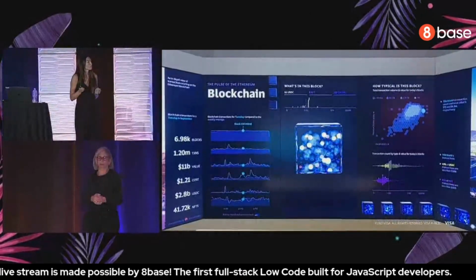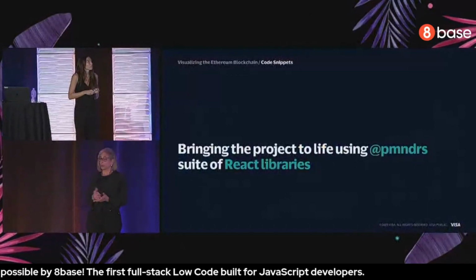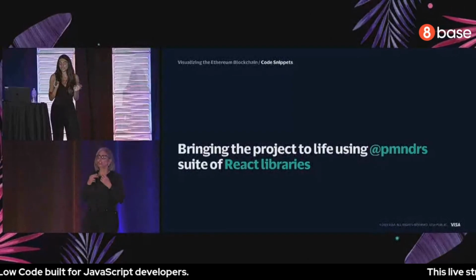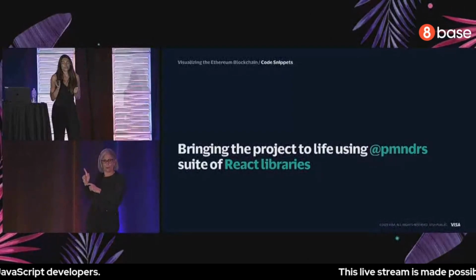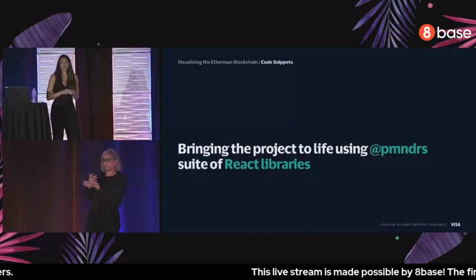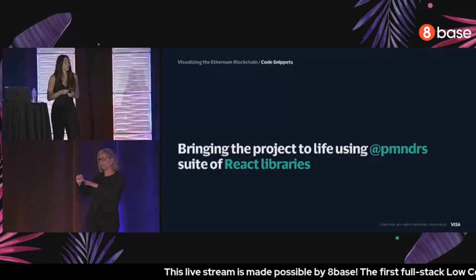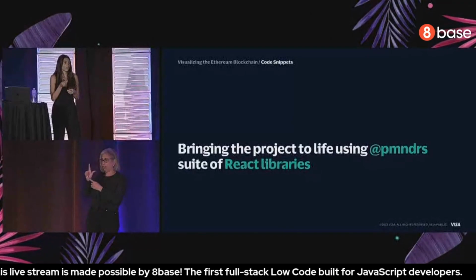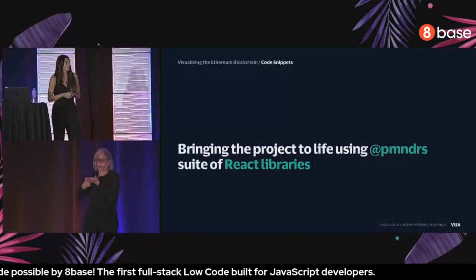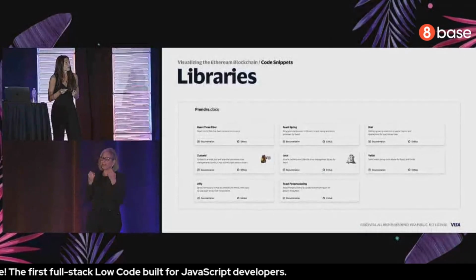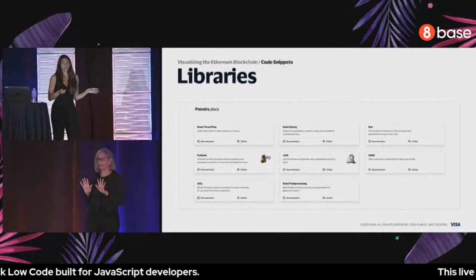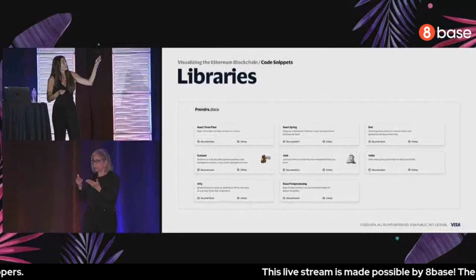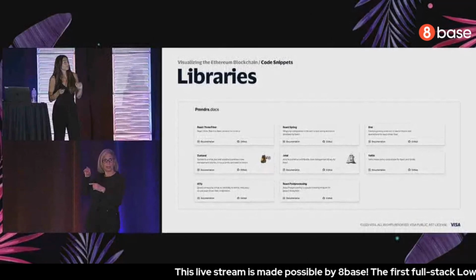So, bringing the project to life using Pmndrs' suite of React libraries. Hopefully I'm saying these words right. They're a developer collective building creative tools, or tools for the creative space. Members include Paul Henschel, who is the creator of the libraries we're going to talk about today. They have a bunch of great libraries; these are just the ones they have extensive documentation for. We're going to look at the top row here: React Three Fiber, React Spring, and Drei.